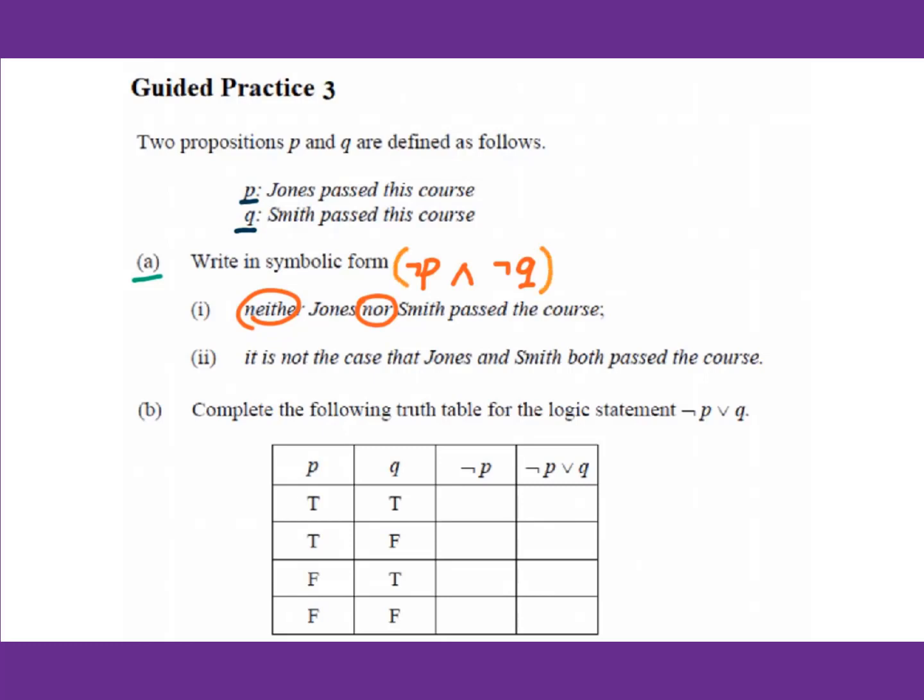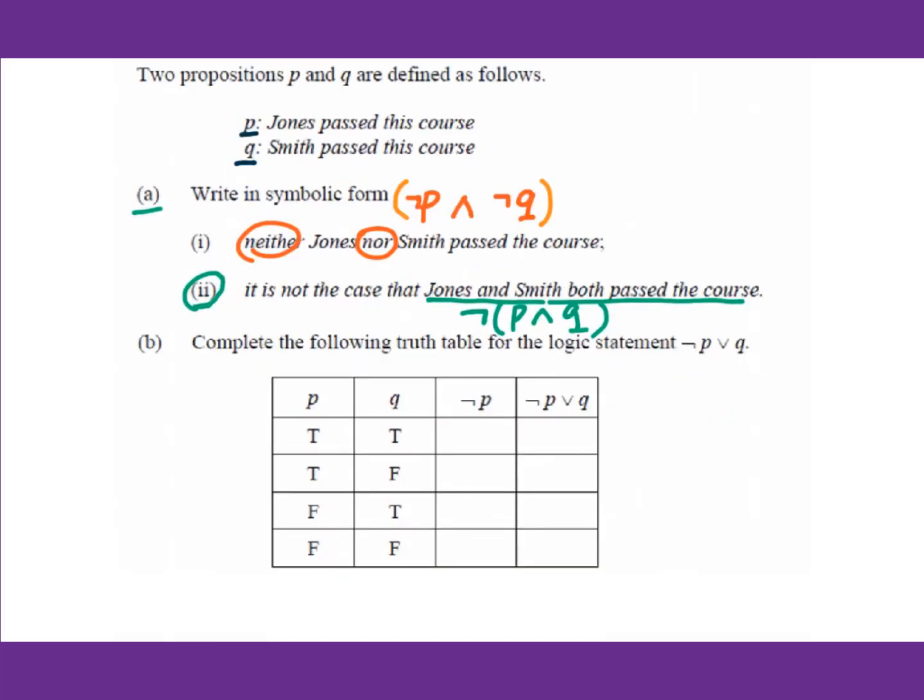This will be the symbolic form. Second one, it's not the case that Jones and Smith both pass the course. Both pass the course means P and Q. Not the case means negation. Therefore, this will be the symbolic form for the second one. So here, not the case means negation.